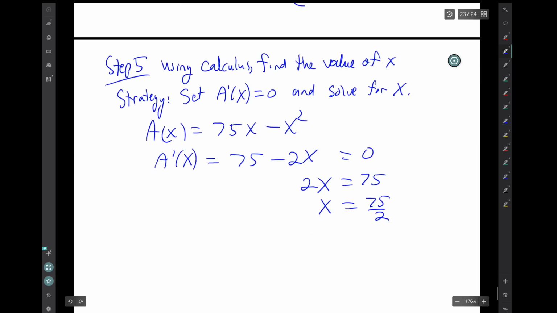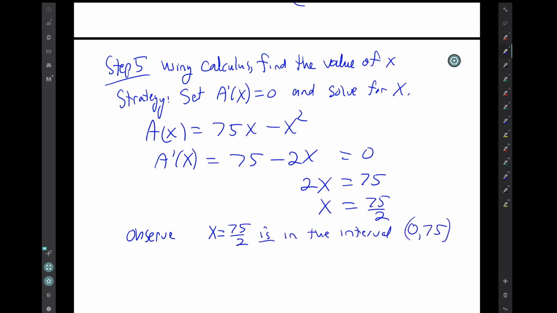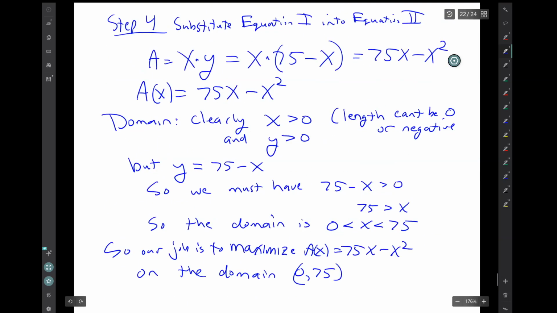So we get that x equals 75 halves. Notice that that is in our interval. And also notice that our function A of x is a parabola facing down, so that critical number must be the max.